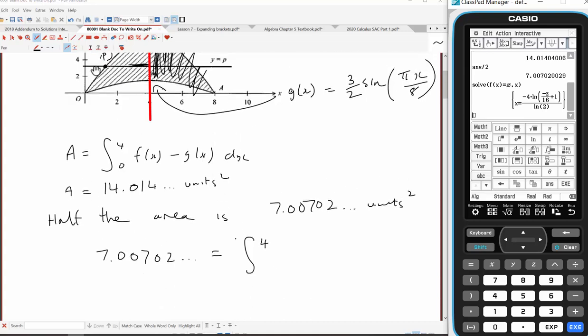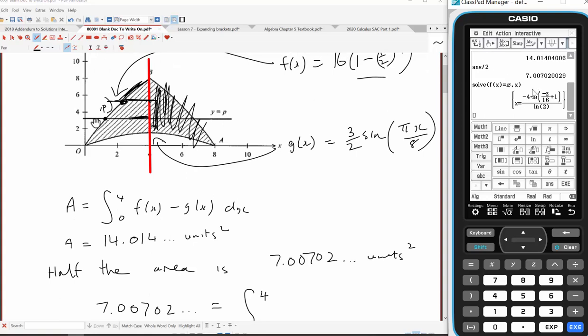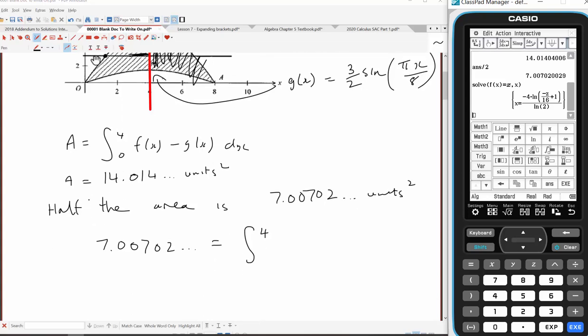All right, so it's going to be between 4 and an x value that is this particular value here. Okay, so this is the value of x, and it's written in terms of z, whatever this line is here. So I'm going to write that out. It's a pretty ugly number. Negative 4 ln of negative p on 16 plus 1, over ln 2. You can write it as log e if you want.